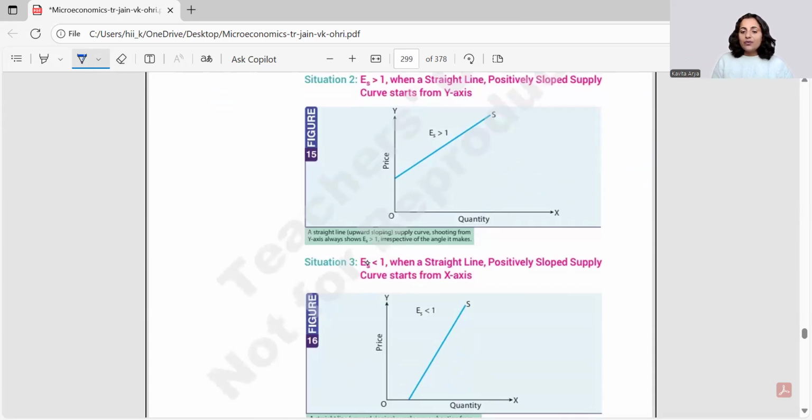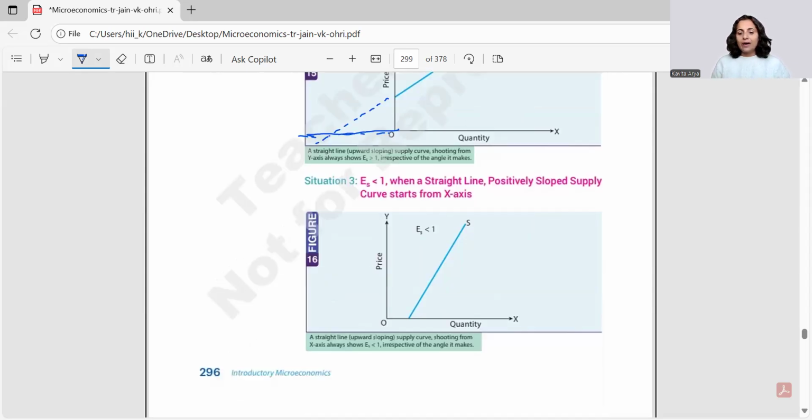That it passes from the y-axis, or in some books we do see that it passes from the negative of x-axis on extension. People say so. And when you talk about elasticity less than 1, they say it passes from x-axis, or the other terms are it passes from the negative of y-axis on extension. So you have to just be mindful about which words are used to give you the indication.